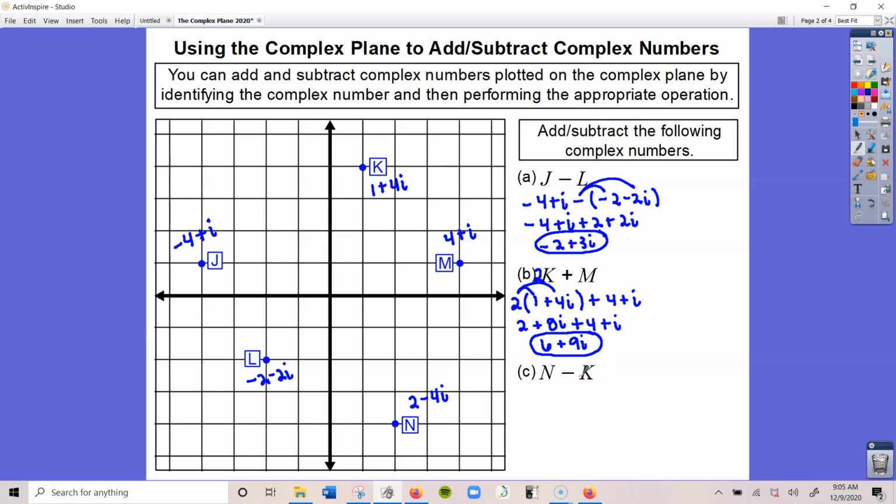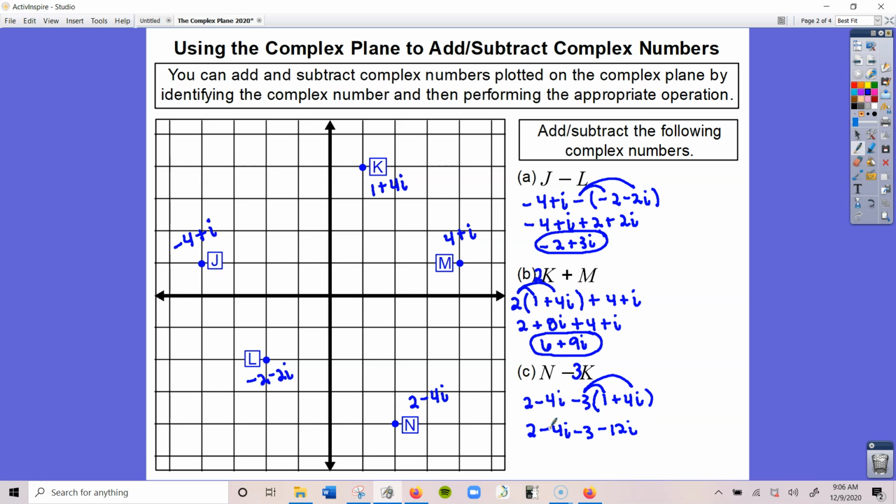Lastly, for n minus k, I'm just going to add in here, let's do n minus 3k. So we have n, which is 2 minus 4i, minus 3k. So I'm going to open a parentheses and write k, 1 plus 4i. And now when I work this out, I'm going to distribute this negative 3. So that would give me 2 minus 4i minus 3 minus 12i.